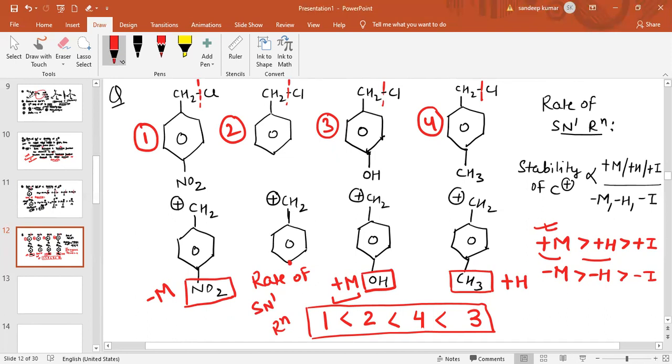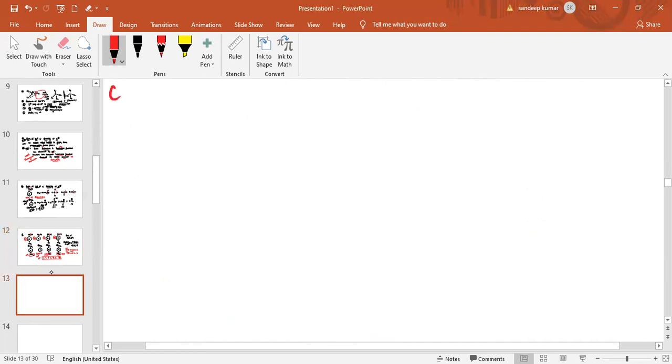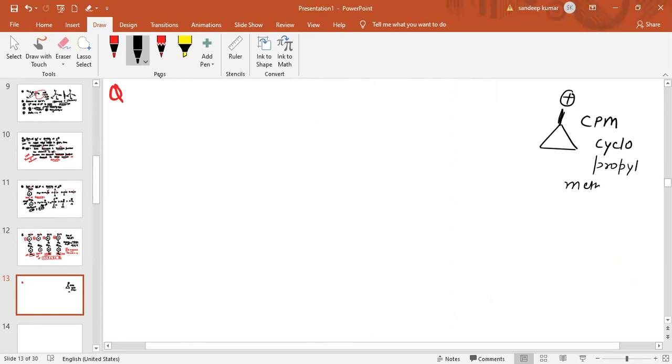Now see another question based on the rate of SN1 reaction. Before writing this question, identify this carbocation. This carbocation we call CPM. CPM is basically the cyclopropyl methyl cation.